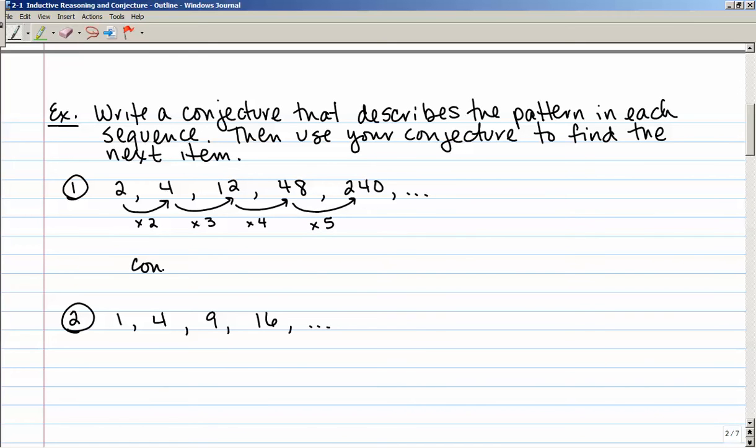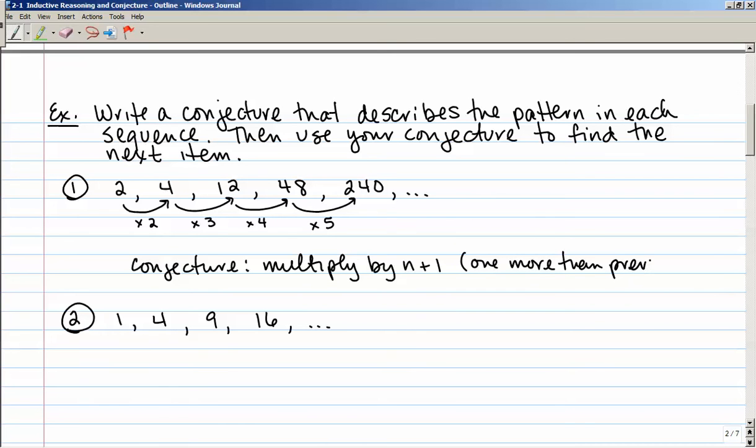So my conjecture is that I multiply by n plus 1. In other words, 1 more than the previous time. So according to my conjecture, to get the next number, I should multiply by 6, and that would give me 1,440.